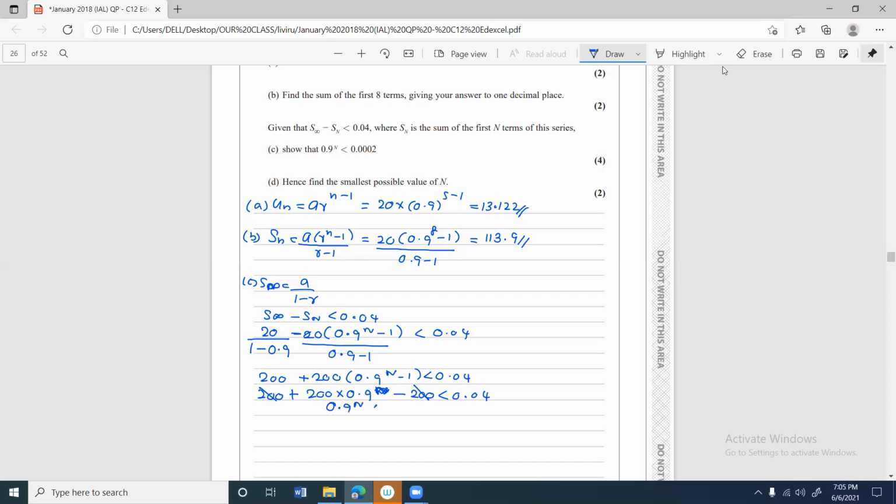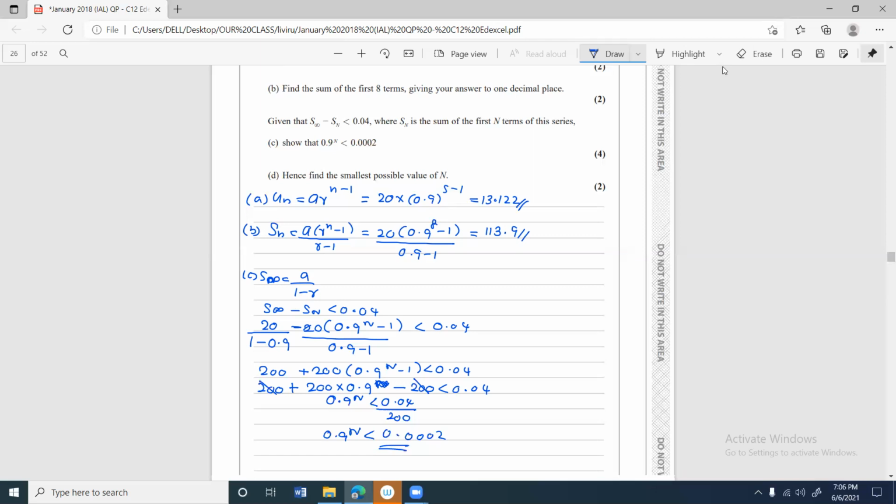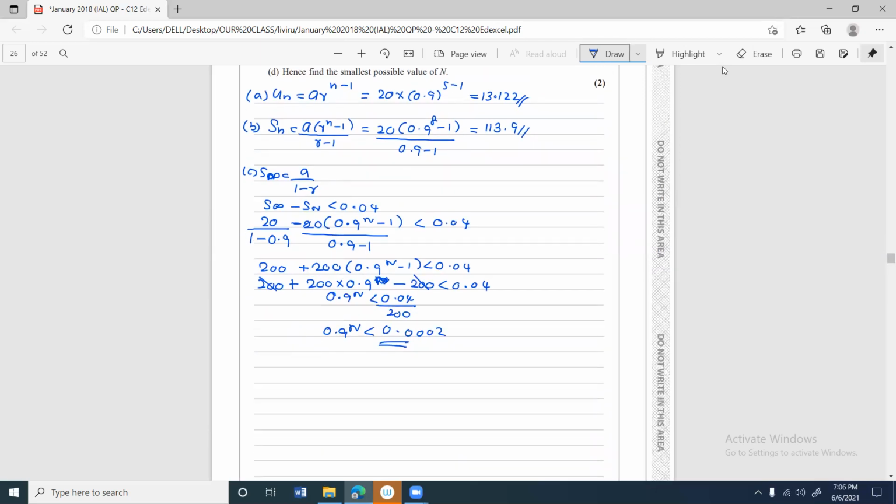0.9 to the power n is less than 0.04 divided by 200, which turns up to 0.0002. I think that is what we needed to get. Right. Now this is the point you need to understand. It's about how to solve this equation. You can see it's a variable power.